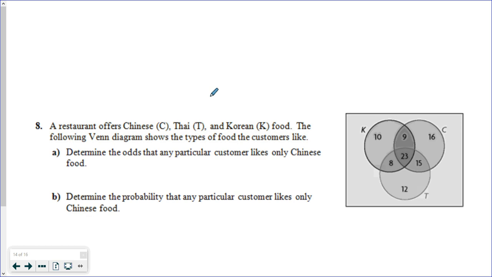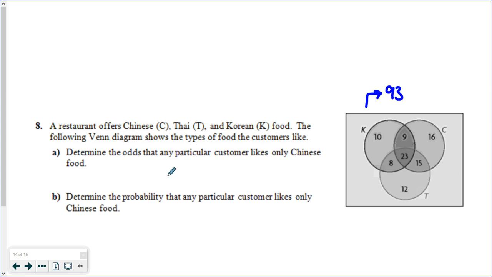Determine the odds that any particular customer likes only Chinese food. One thing you would need to do is figure out how many customers were surveyed. Again, you don't have any other information about your universal set. So if we added them all up, 10 plus 9 plus 16 plus 8 plus 23 plus 15 plus 12, there are 93 individuals that were surveyed.